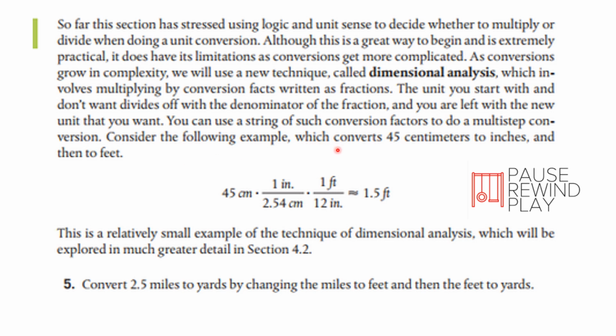Consider the following example when we're converting 45 centimeters to inches and then to feet. So 45 centimeters, here's the conversion factor. This is 1 inch per 2.54 centimeters. The centimeters cancel. That changes this to inches. But then we say 1 foot per 12 inches, and the inches now cancel, so we get that this is approximately, when we multiply across the top and across the bottom and then divide, 1.5 feet. Now this is a relatively small example of the technique of dimensional analysis. We're going to explore this in much more depth later in the course.